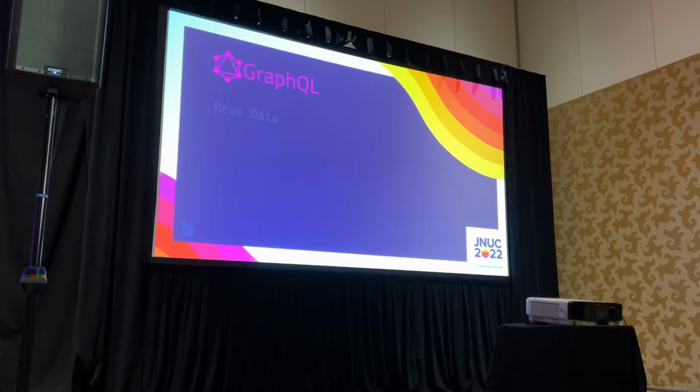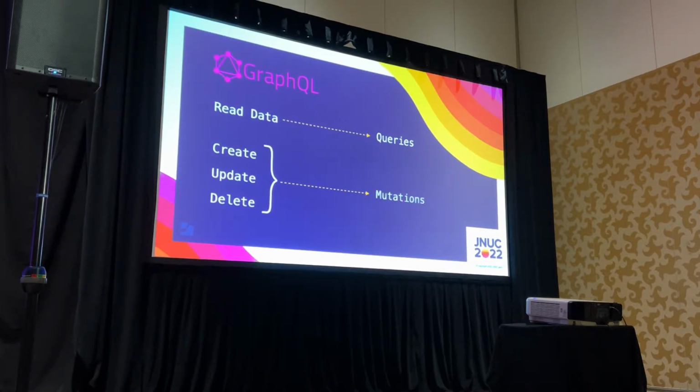When we talk GraphQL, anything that involves reading data is called a query. Anything that instead is creating, updating, or deleting data is called a mutation. This is a pretty big difference from REST. We only have 2 operations: queries to read data, and any kind of data manipulation, be that create, update, or delete, is going to be a mutation.